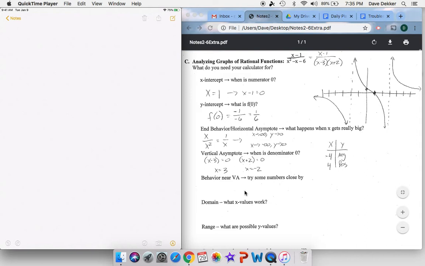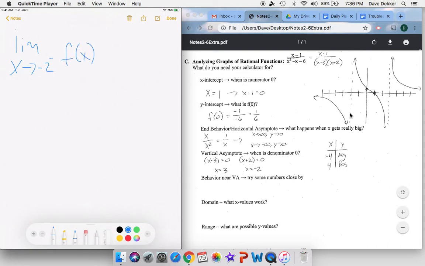So starting here, this is probably going to be one of the tougher things. What's the behavior near our vertical asymptotes? So you certainly could try some numbers close by. We have a pretty good idea of what the graph looks like already. So we have two vertical asymptotes, so I need to talk about what's going on at -2. On the left side of your screen here, we could say that the limit as x approaches -2, we could say from the negative side, and this function, we really don't have a name for it, so let's just call it f of x.